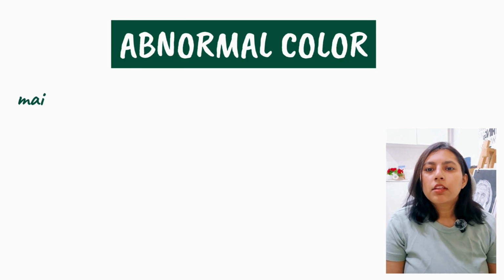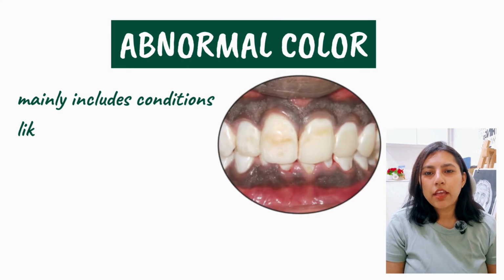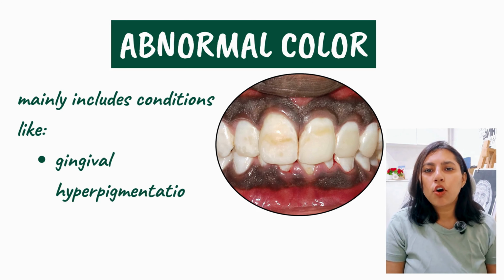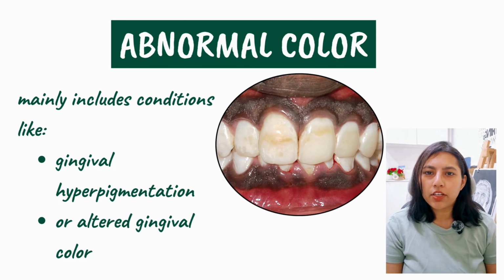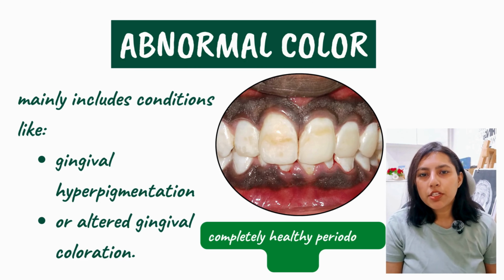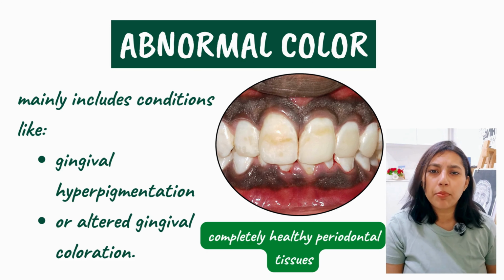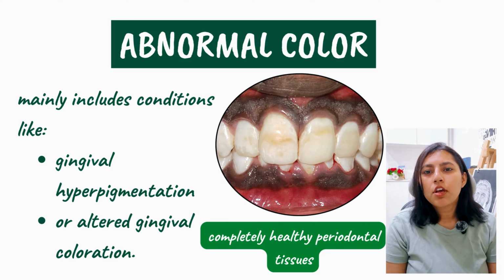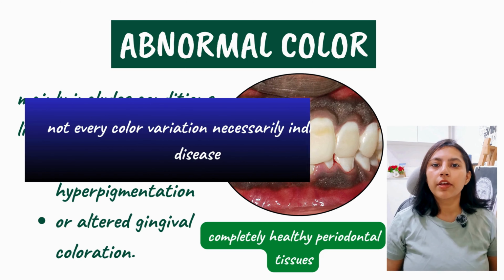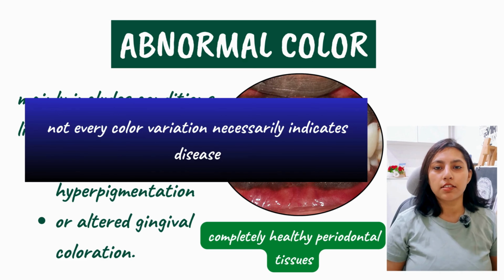The last category here is abnormal color. This mainly includes conditions like gingival hyperpigmentation or altered gingival coloration. For example, a patient may present with diffuse melanin pigmentation despite completely healthy periodontal tissues. So clinically, not every color variation necessarily indicates disease.